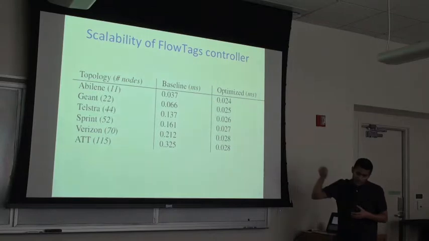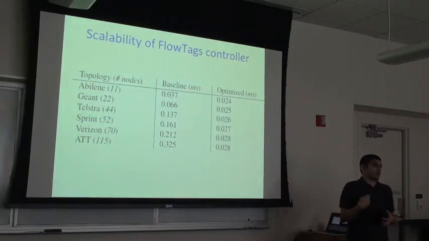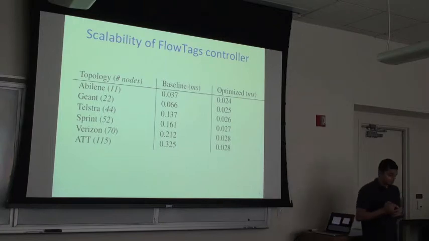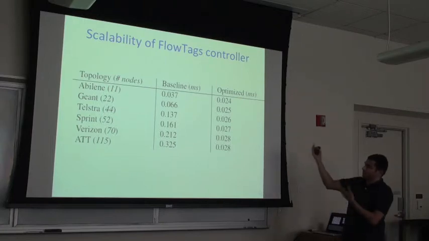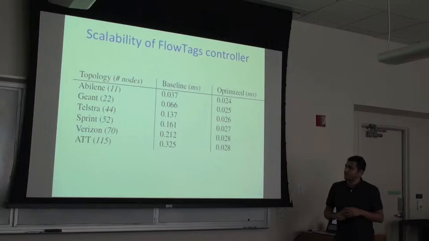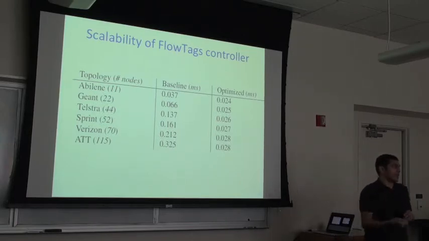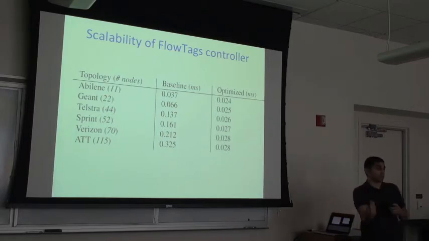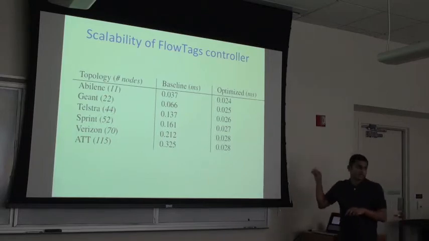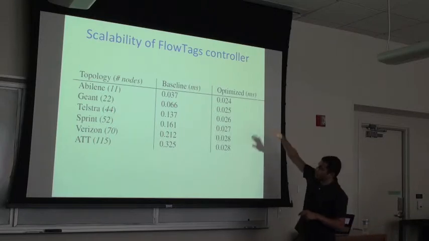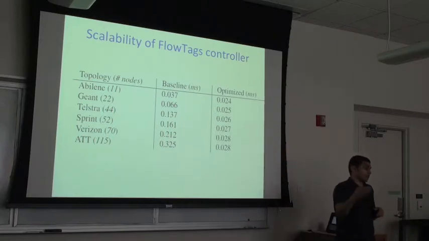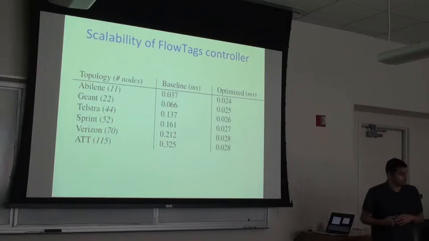And we've also shown that, because it's a reactive controller, we have a natural question on how scalable this controller is. What we've shown is that with a few optimizations, we take very little time to compute the flow rules on each flow arrival. Similar to OpenFlow, we're not doing it per packet, we're doing it per flow or per session. So that's nice in the FlowTags setup, and the overhead of doing that is pretty small relative to the overall flow setup time.